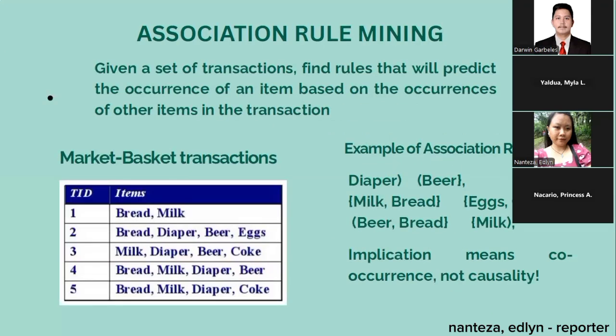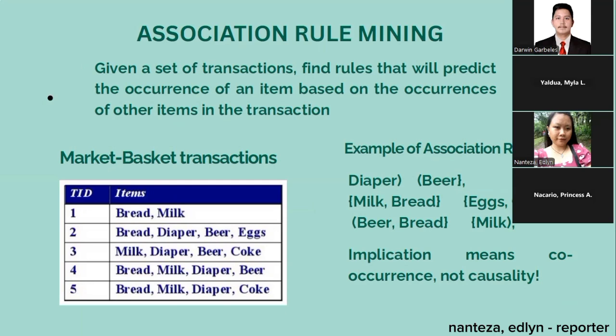Association rule mining is a method used to find patterns in a set of transactions. Market basket transactions refers to the list of items purchased together in a single transaction. The table shows examples of transactions with different combinations of items.